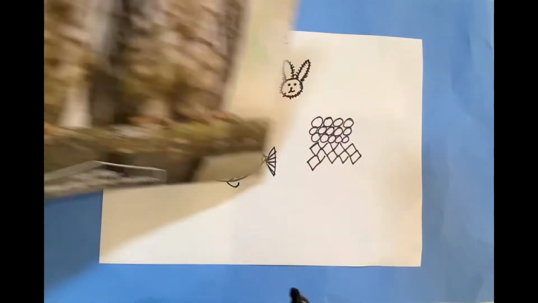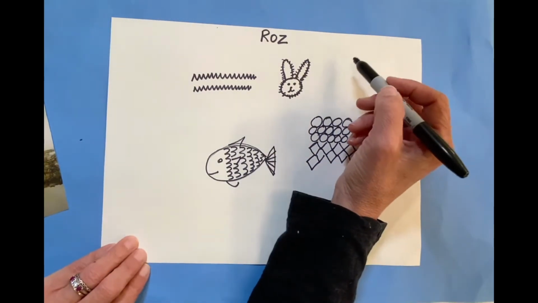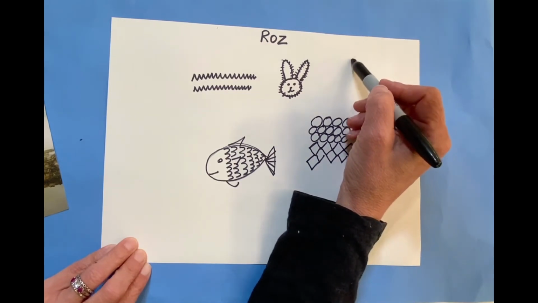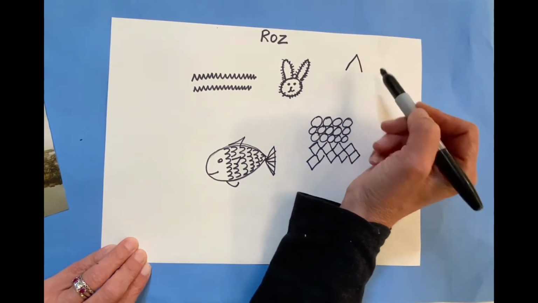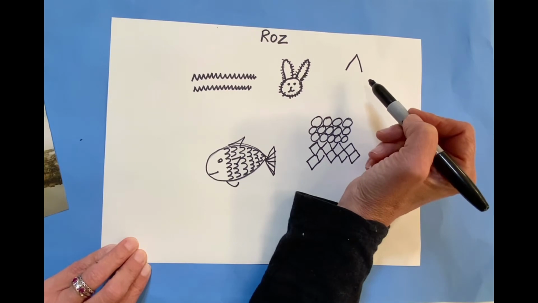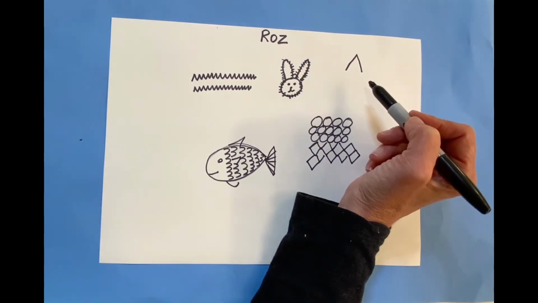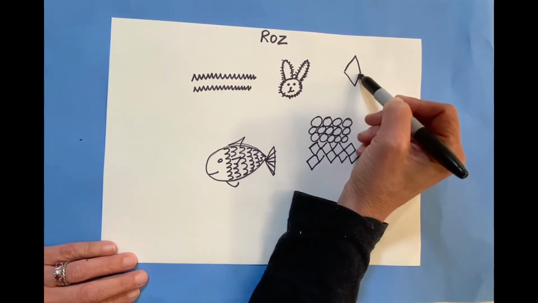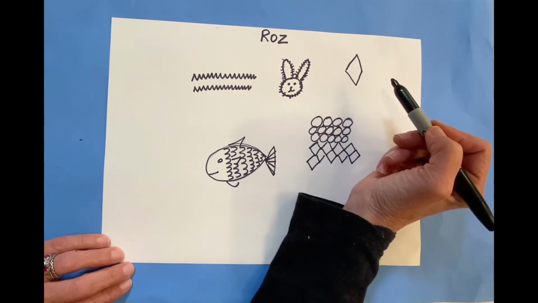So let's practice some of those things. So if we're going to make the owl's beak, we want it to be a diamond. So I make the top part of a triangle like this. And then the bottom part of the triangle upside down. And that could be a good diamond.